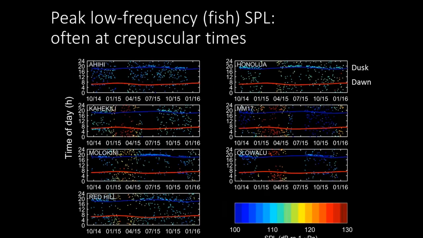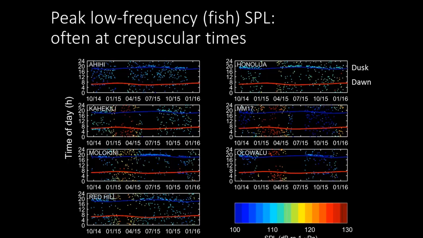All right, so we've talked a lot about the timing of sound production, and I want to show you here how that is impacted over the entire deployment period. So what I'm showing you for each reef is the 24-hour period on the y-axis, the entire deployment period on the x. I'm showing you dawn and dusk here with these red and blue lines, respectively. And then the dot is the timing of the peak sound level in a given day.